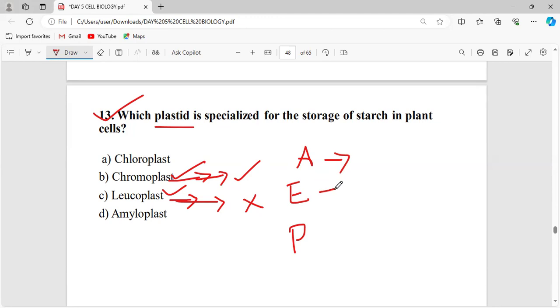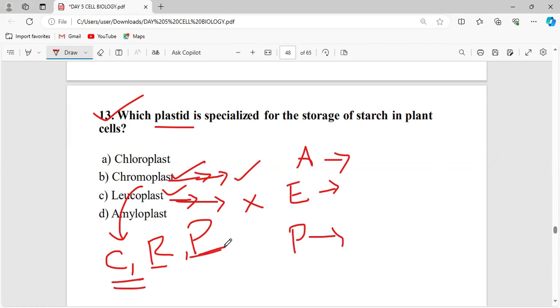Okay. And in elaioplast, they are the ones going to store oil. And in proteinoplast, they are going to store protein. Okay, in chromoplast, here comes the chloroplast, rhodoplast, and pheoplast. We know about what is chloroplast. And in a rhodoplast, they act as gravity sensors. And this pheoplast, it is somewhat related to the plants.